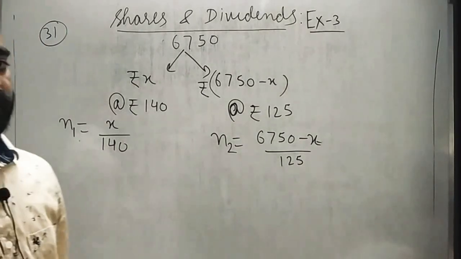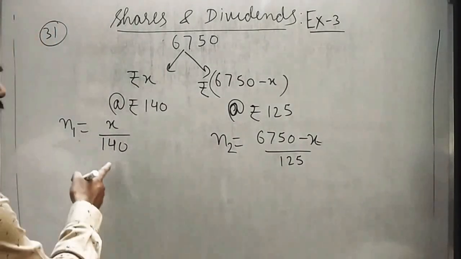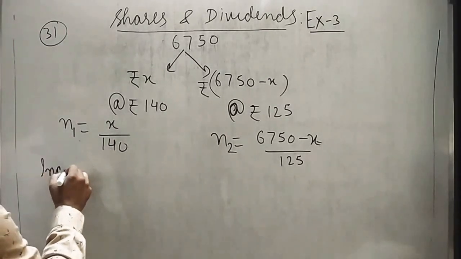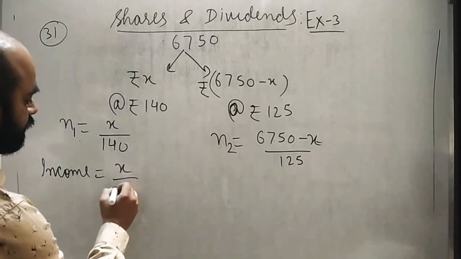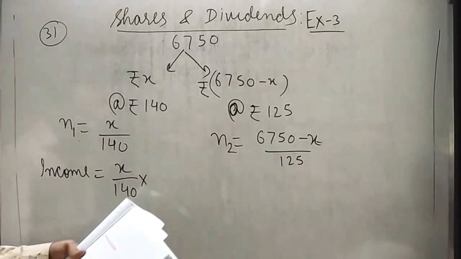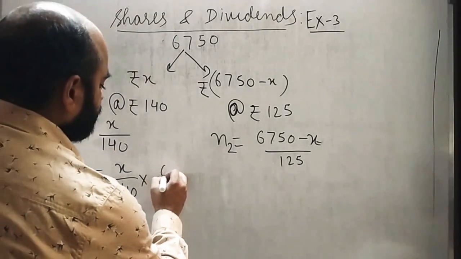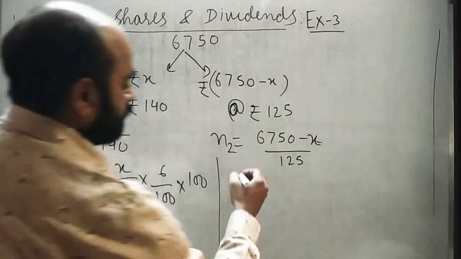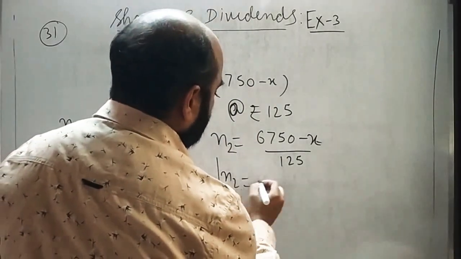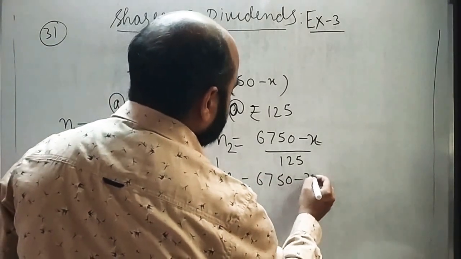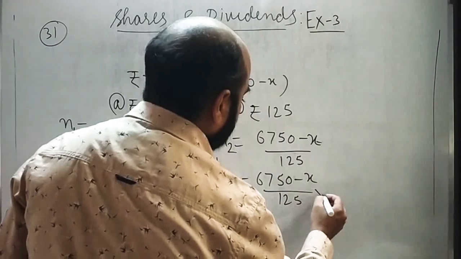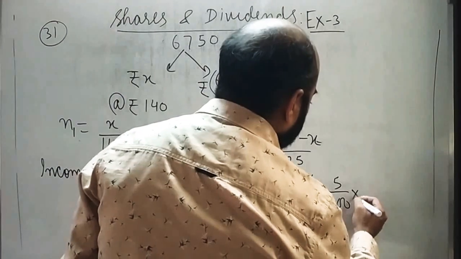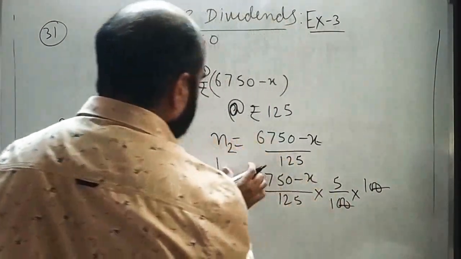Now we have to calculate total income. Total income means first we will calculate income for this. So income means number of shares x upon 140 into, in the first case, percentage dividend 6%, face value is not given, it means we will take it as 100. Next one is, this is given, so 6750 minus x upon 125. Here in this case it is mentioned as 5%. Again face value is not given, so we will take as 100. Correct? So this is also income.